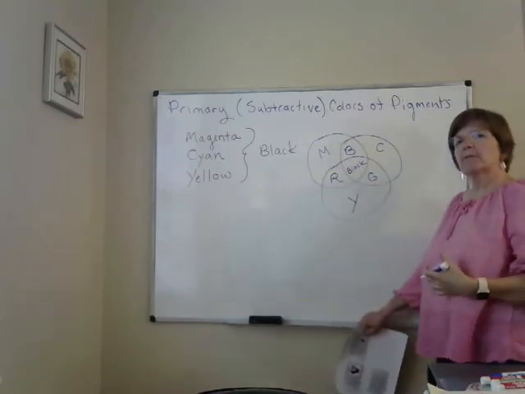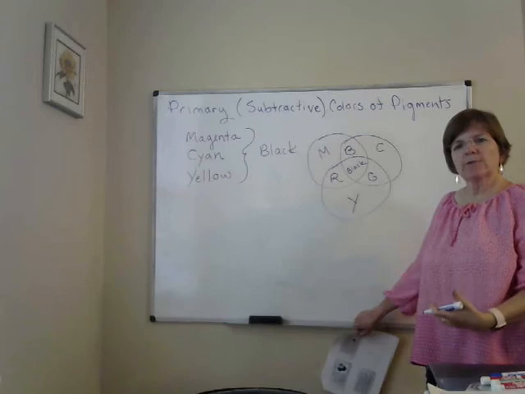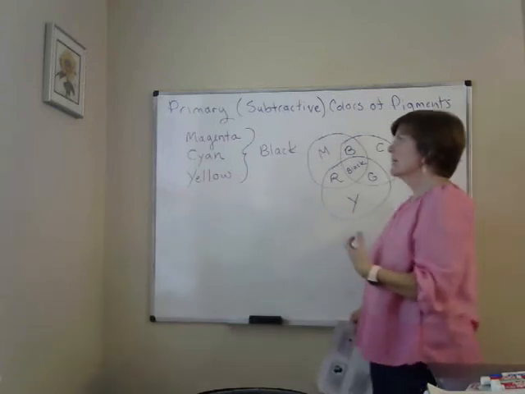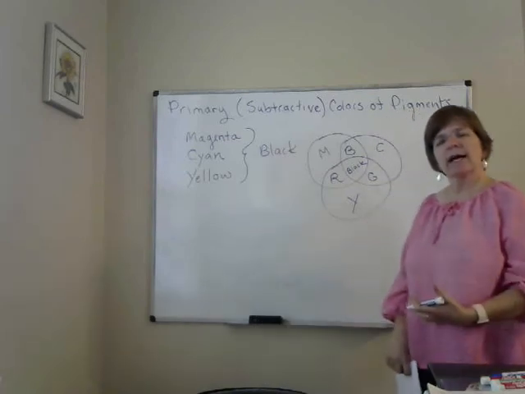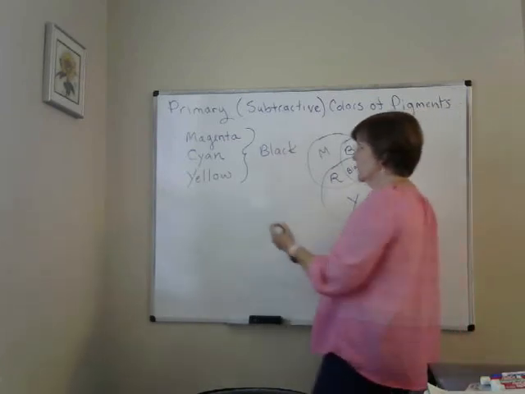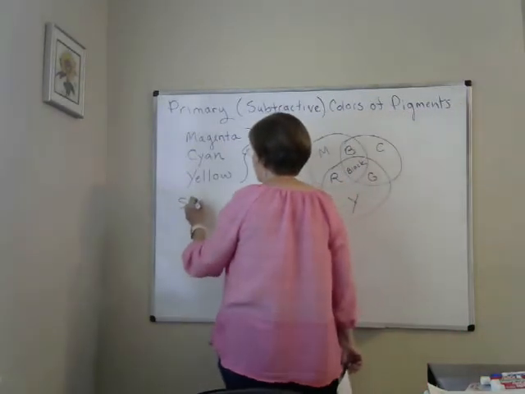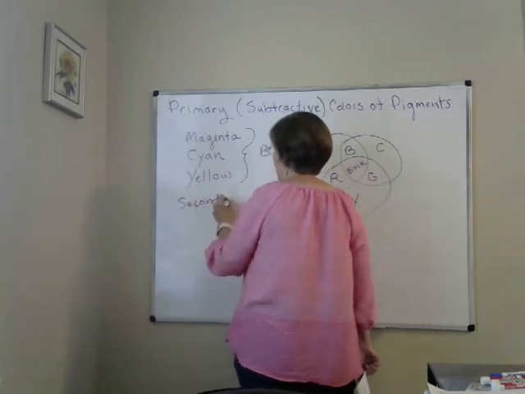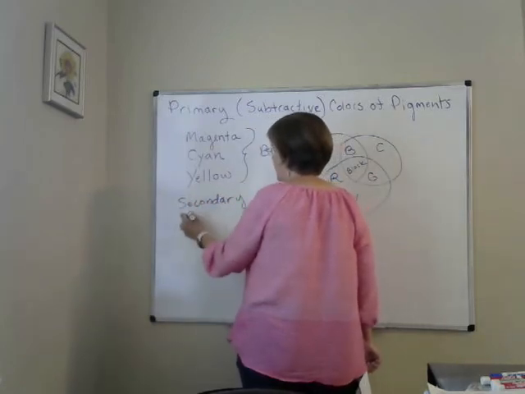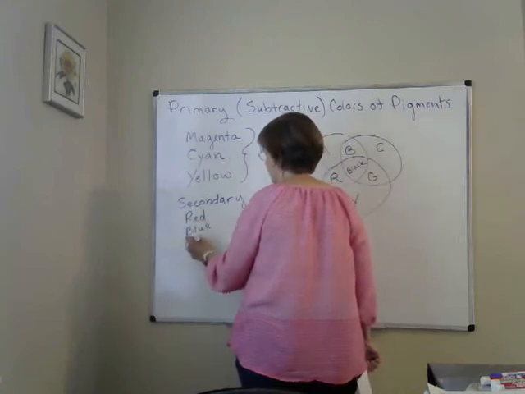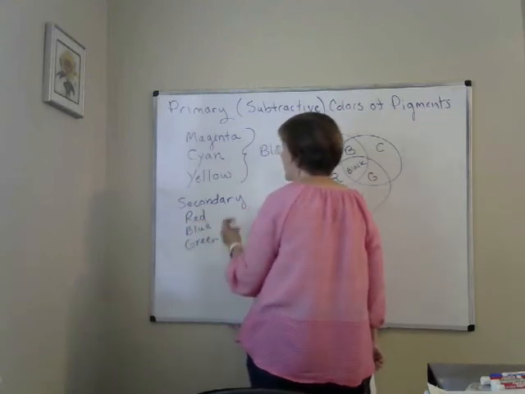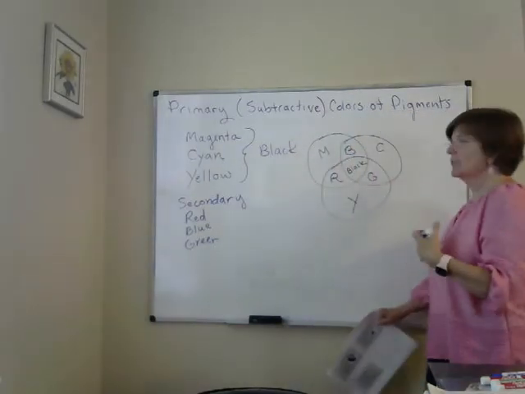So interestingly, if we're doing pigments, it's almost in reverse. The primary pigments are the secondary colors of light. The secondary colors for pigments are that red, blue, and green. And then, of course, if you add all three together, you get black.